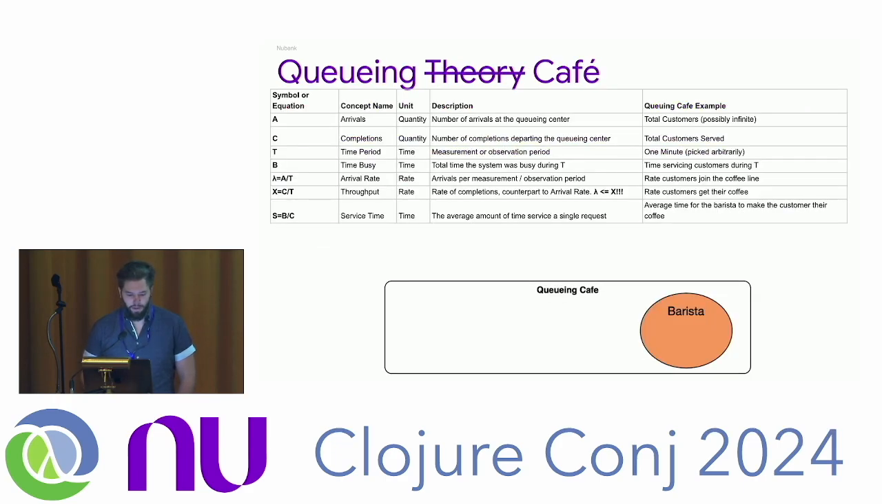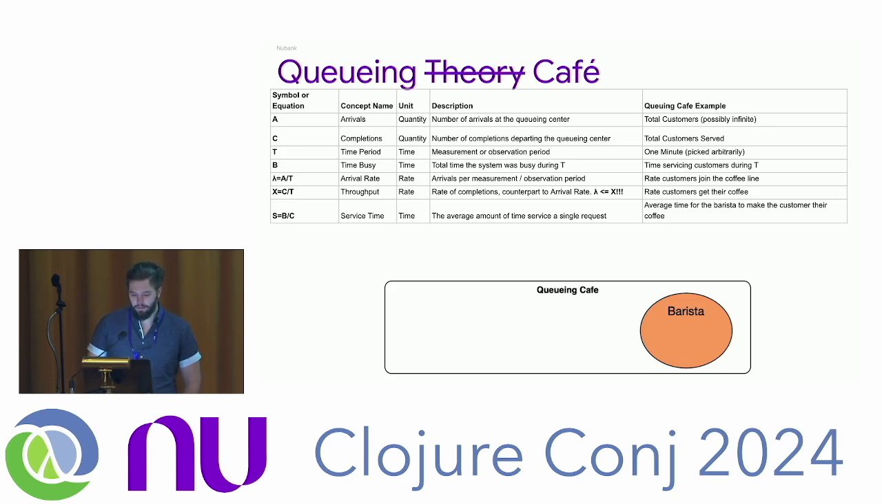All right, so this is a little dry, so I'm going to try to make it light. So we're going to run through a couple of symbols and work through it with an analogy. So first we're going to talk about arrivals. So arrivals are the total number of customers, which is possibly infinite, that will ever enter your queuing cafe, right? You are now the owner of a cafe.